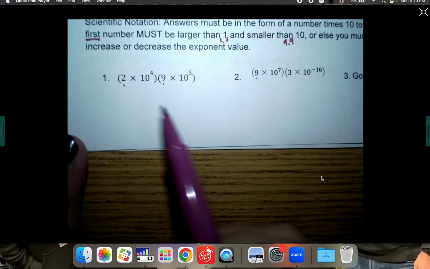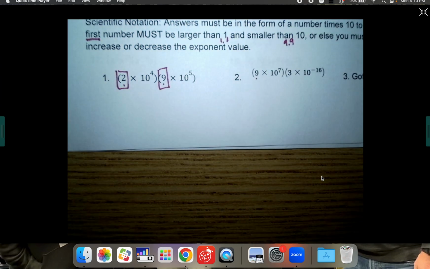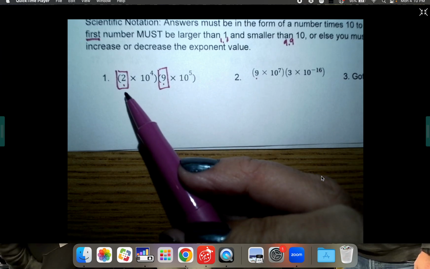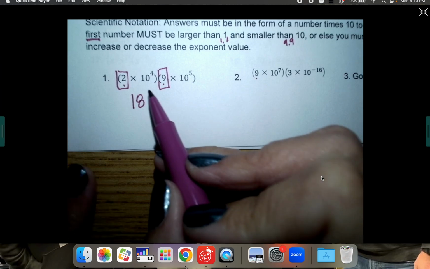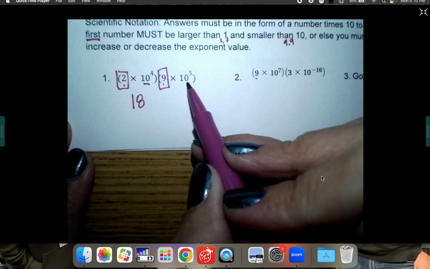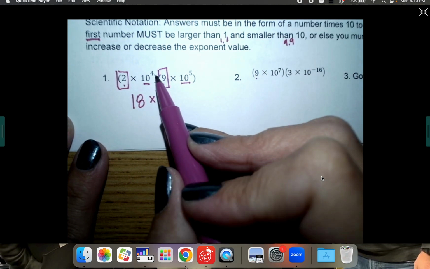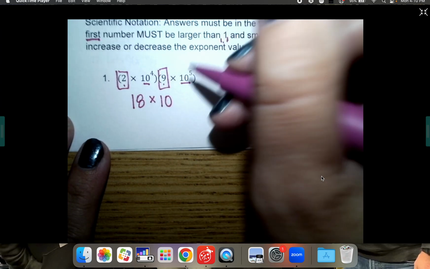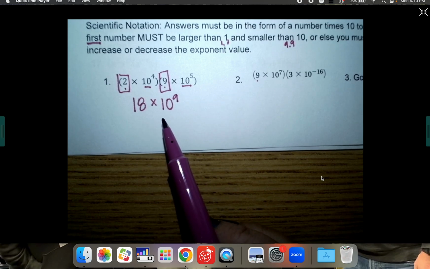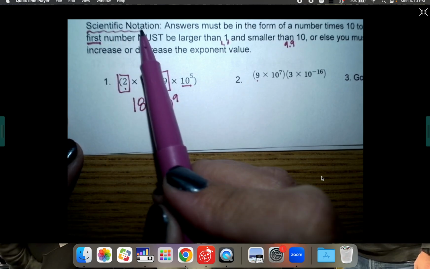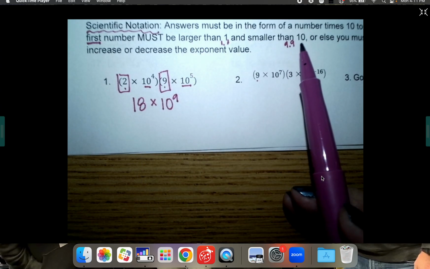Let's put it into motion. So we want to start by multiplying these coefficients, these numbers out front. So 2 times 9, which is 18. If the bases are the same, you can add their exponents. So this is going to be 18 times 10 to the 4 plus 5, which is 9. The problem with this, it's not technically scientific notation because 18 is much larger than 10.